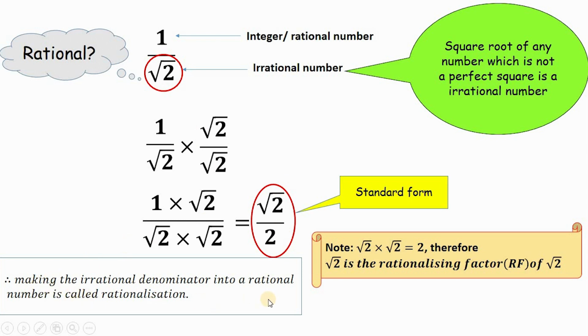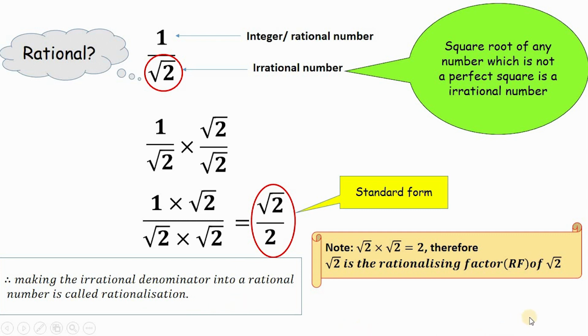And a very important thing is why we need to rationalize a number. Why can't we leave it as it is? Because in the standard form of any number, the denominator should be a rational number. Otherwise, it is not called a standard form. Therefore, to make the number into the standard form, it is very important to rationalize it.